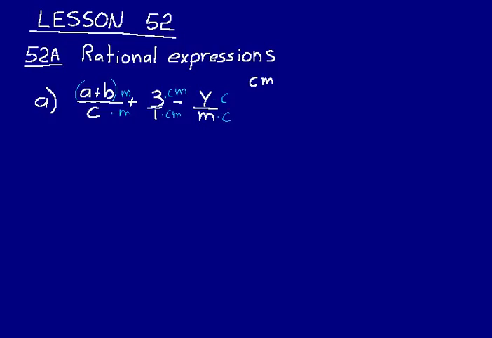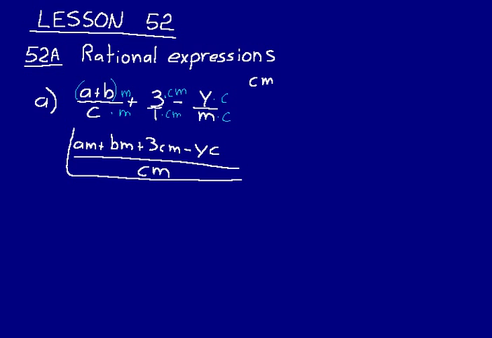And so we use that rule where we can multiply above and below by the same non-zero quantity, and it doesn't change our value for our rational expression. It just changes the way it looks. Oftentimes that's called the numerator-denominator same quantity rule. Okay, so now let's go ahead and simplify this. We have cm as our denominator. And so that first expression on the left there, the numerator, will be a times m plus b times m, and then we'll have 3cm in the middle minus yc. And so that's our solution there to that addition problem.